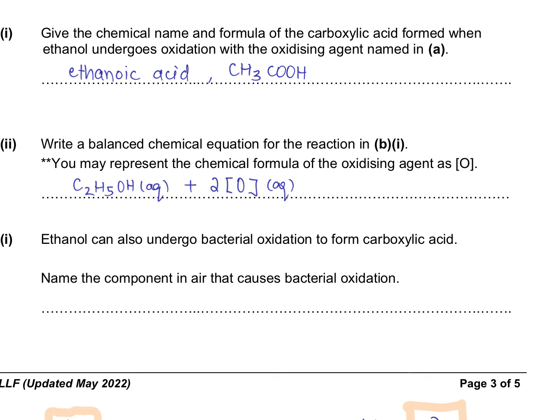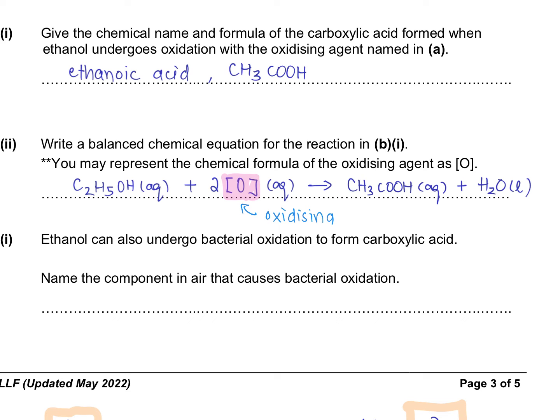If you're wondering why alcohol has a state symbol of aq, they don't use pure alcohol because it is very volatile and very flammable. So usually they'll mix it with a bit of water. So this is aq. Then your product formed will be ethanoic acid plus water as a side product. So this symbol here stands for your oxidizing agent.